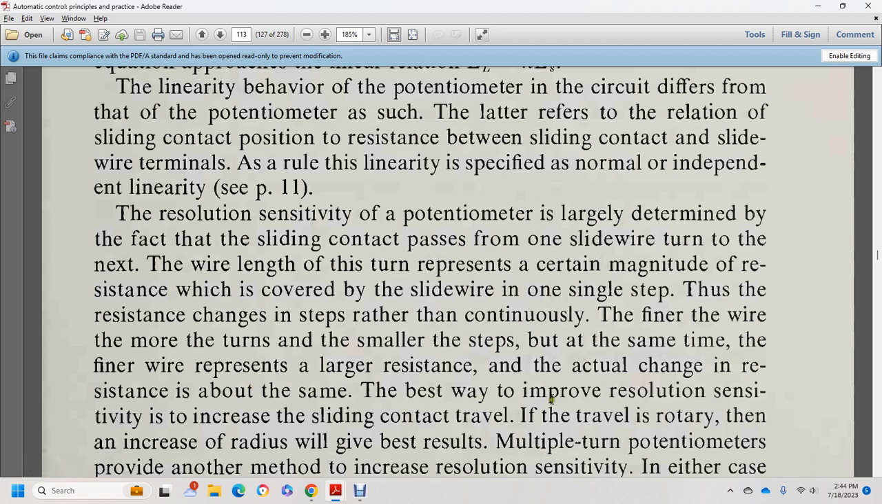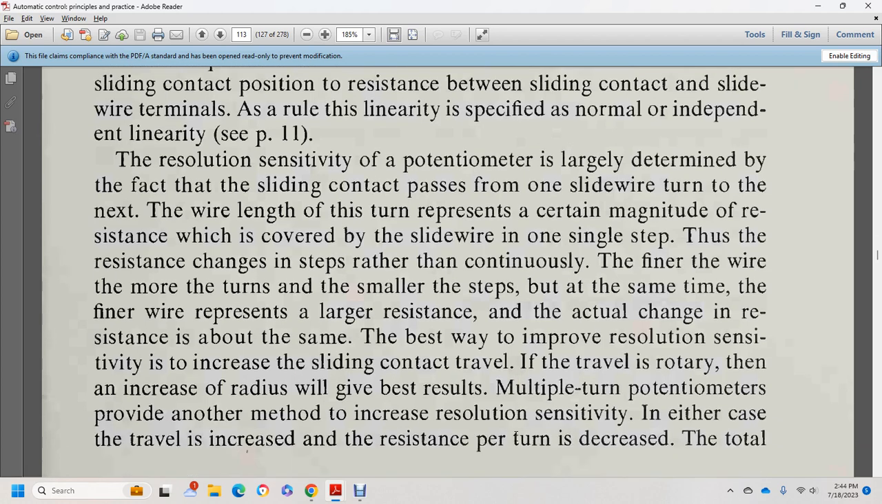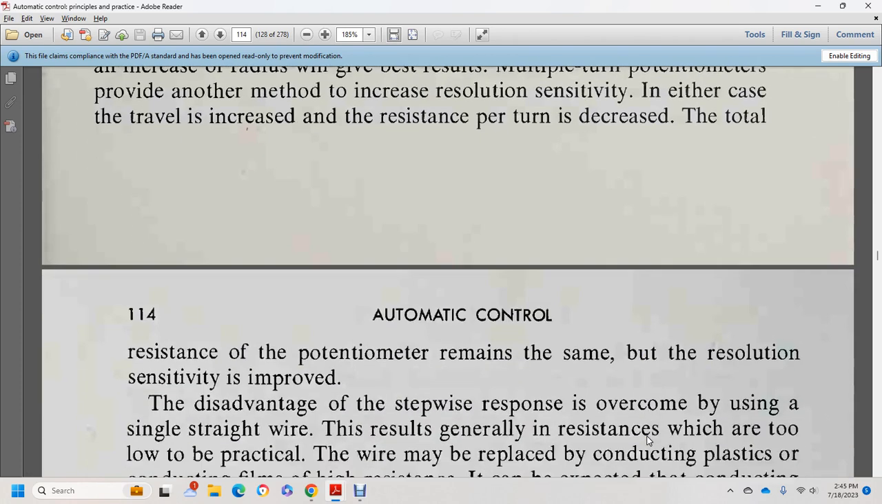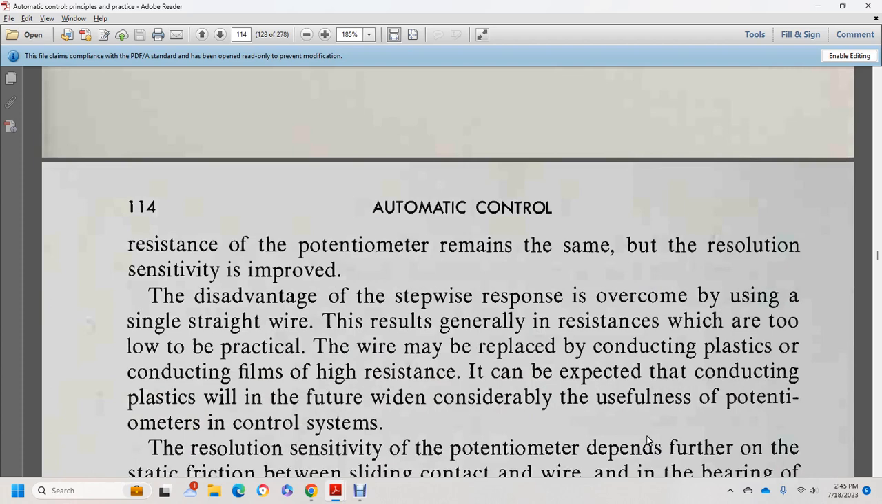The best way to improve the resolution sensitivity is to increase the sliding contact travel. If the travel is rotary, then an increase of the radius will give the best results. Multiple-turn potentiometers provide another method to increase the resolution sensitivity. In either case of the travel, the resistance per turn is decreased. The total resistance of the potentiometer remains the same but the resolution sensitivity is improved.